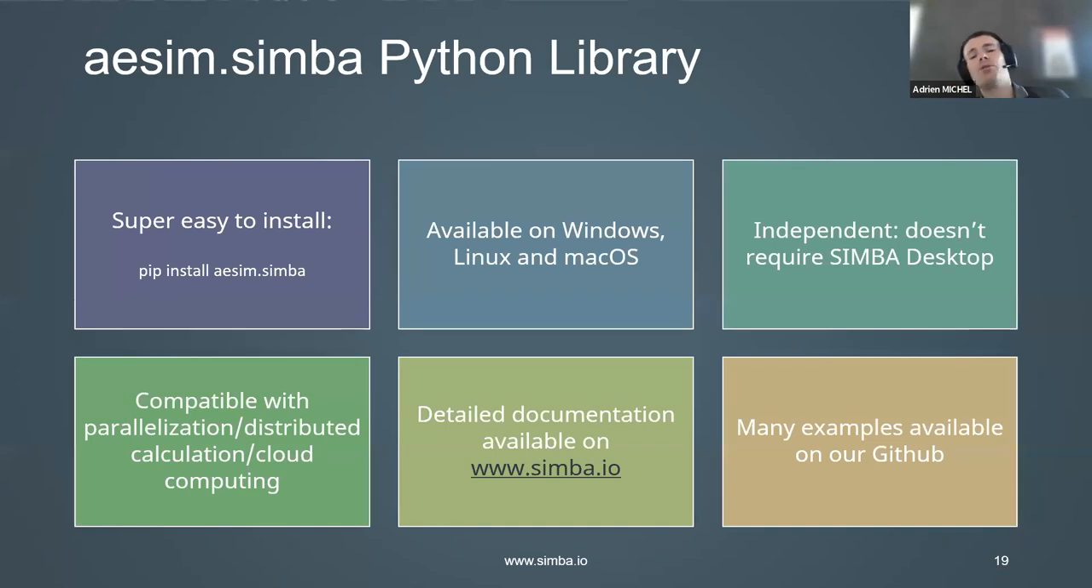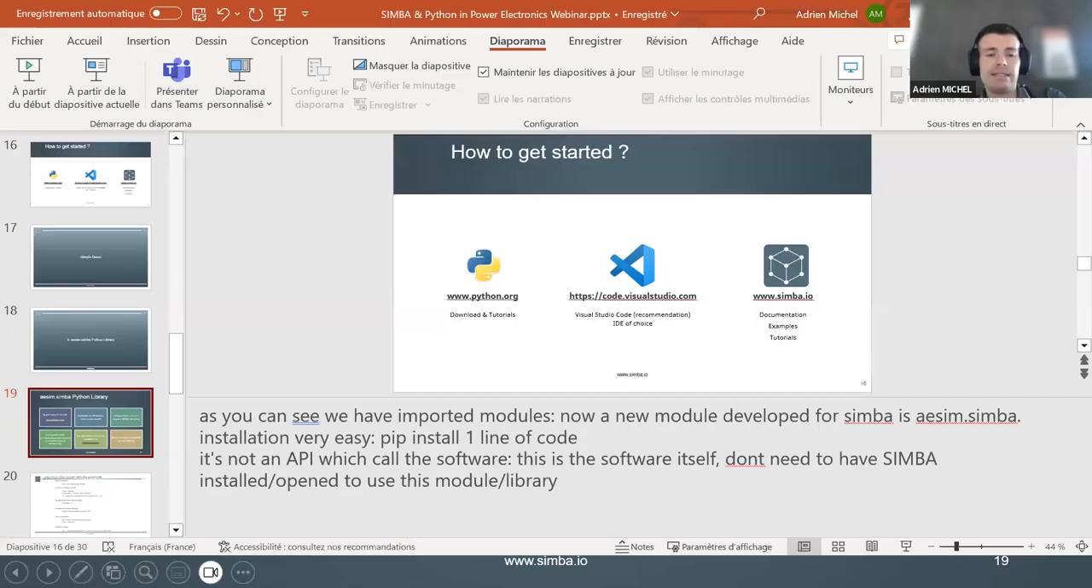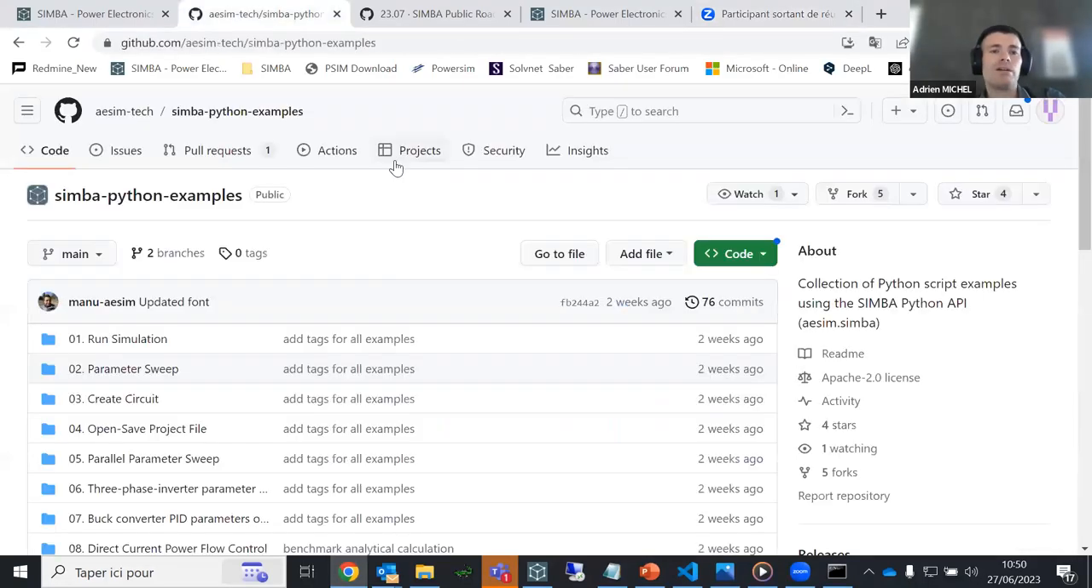You can go to the simba.io website if you want to have a clear explanation about the Python library and have the details of all the classes and a description of each functionality. And we have a lot of examples available on GitHub. If you remember, GitHub is a platform where you can request any new features. And inside GitHub, we have added a section, which is a Simba Python example. And you can download them for free, of course, because everything is free here.